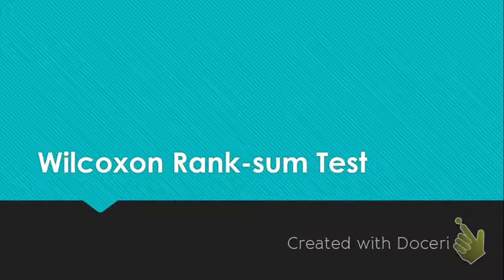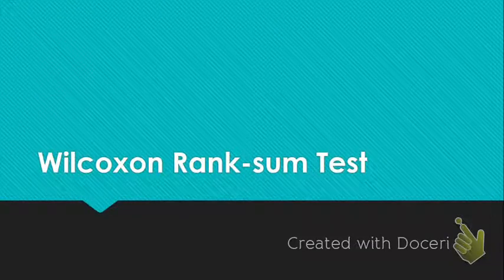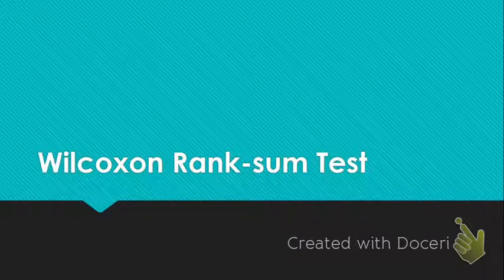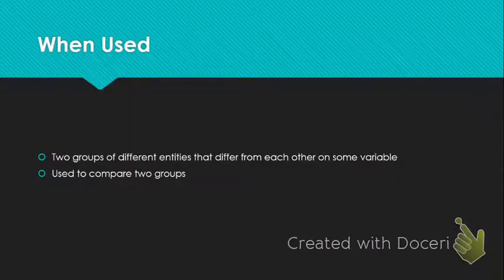This presentation is going to cover the Wilcoxon rank sum test. This test is done when we are comparing two groups of different entities that differ from each other on some variable. This test is the equivalent of a non-parametric independent t-test.